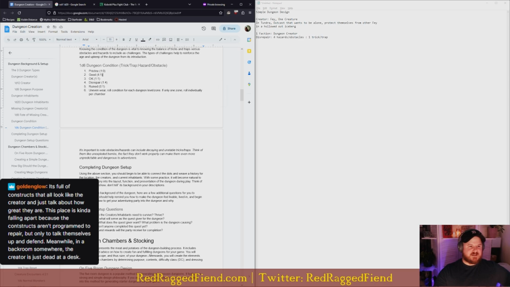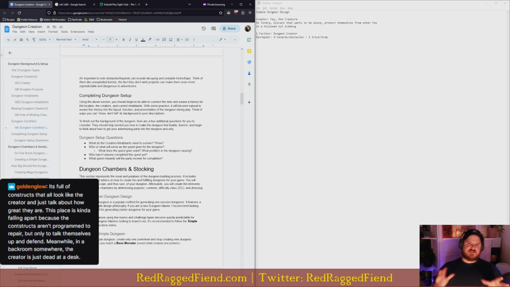Let's see. So that's sort of the end of the dungeon setup. We know a little bit about the creator. We know about the inhabitants. We know what the dungeon is, what it's made out of, where it is. So we have some pretty good answers about the condition of the dungeon itself, and some finishing questions that we can knock off.